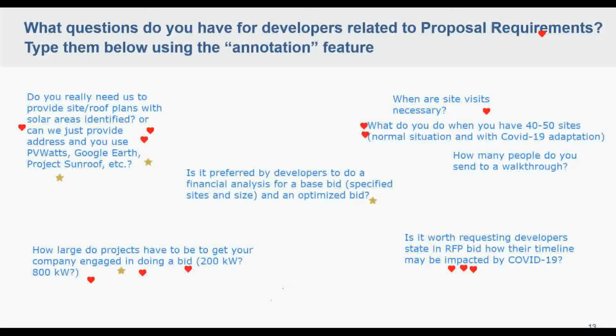Thanks. And then the second question was around how large projects have to be to get your company engaged in doing a bid. So maybe I'll stick with Sol Systems for this one. Do you have a minimum project size that you typically bid on? Maybe we have a minimum of around 1 megawatt, in terms of a single project or portfolio, that we're interested in, but that doesn't mean there aren't other developers that are much more interested in smaller projects, so that shouldn't deter you from including those smaller projects.